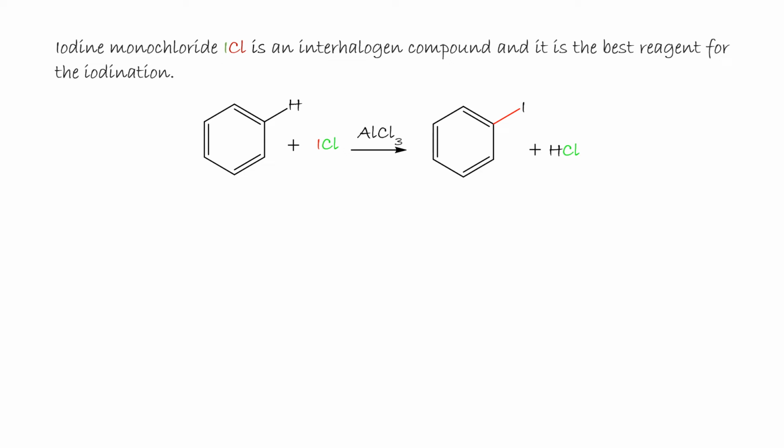Also, we can make the iodination using iodine monochloride with aluminum Lewis acid, aluminium chloride as a catalyst, and we get the iodobenzene and HCl out. This reaction goes smoothly too.